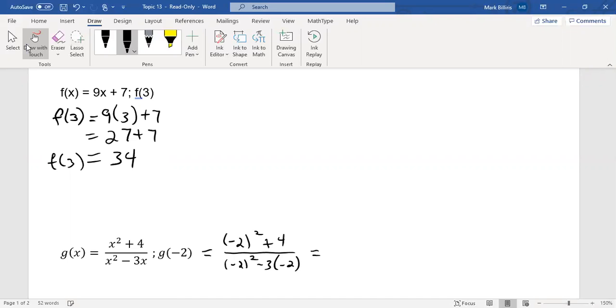So for the first one, we have negative 2 squared, which is positive 4, plus 4 over negative 2 squared, which is 4, and negative 3 times negative 2 is positive 6. 4 plus 4 is 8, and 4 plus 6 is 10. Now we'll reduce. 2 goes into both, so that gives us 4/5 as our final answer.